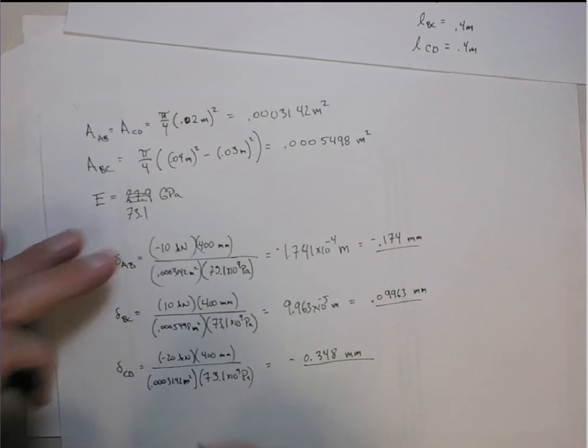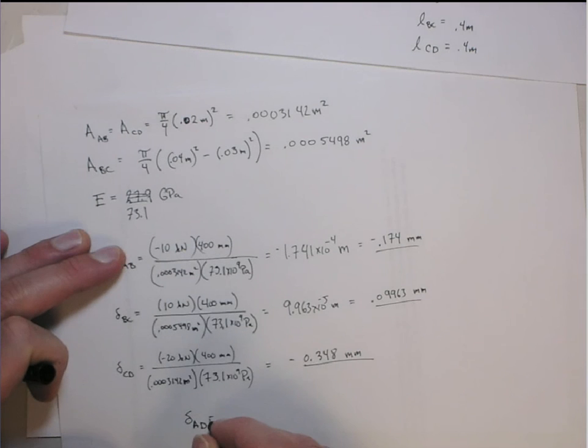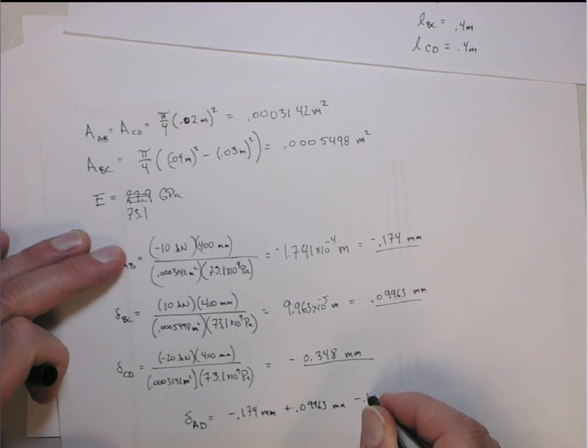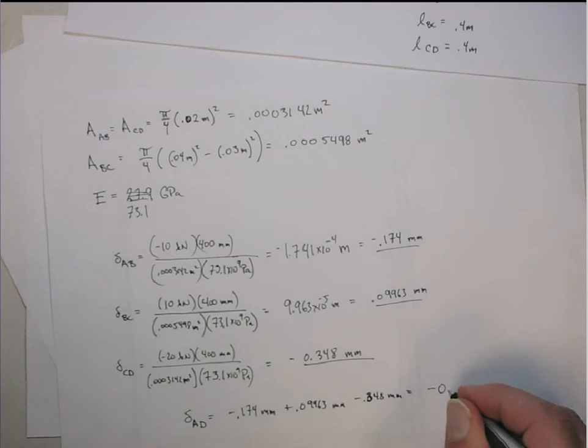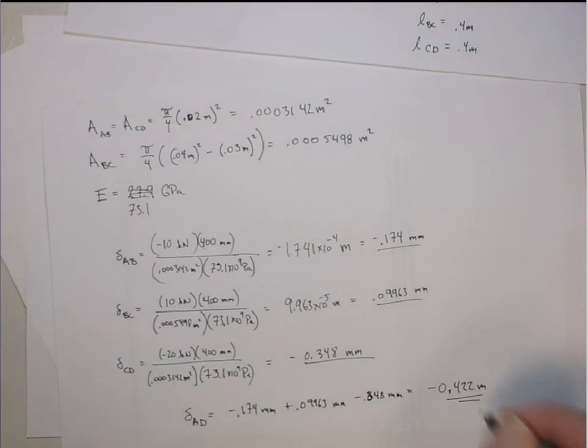And then if we add those together, so total elongation from A to D is going to be minus 0.174 millimeters plus 0.09963 millimeters minus 0.348 millimeters, and that gives me minus 0.422 millimeters. Okay? And so that's the final answer.